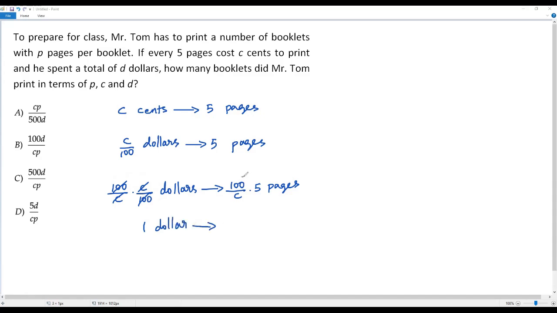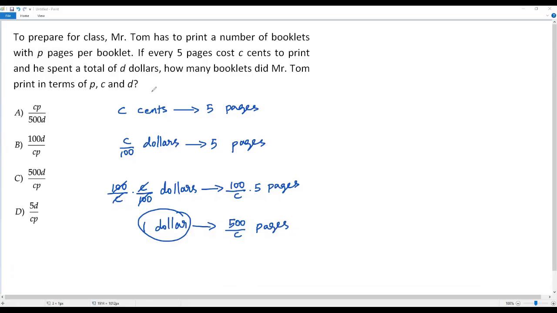On the right side, we have to multiply this fraction and this integer 5. Then we multiply the numerator 100 and 5. 100 times 5 is 500. Then we get 500 over C pages. Here we have $1.